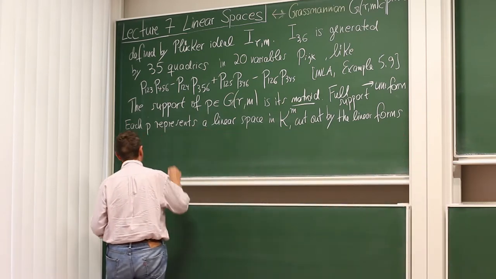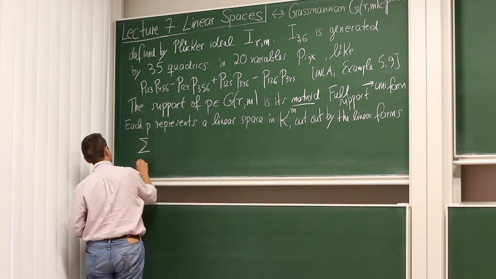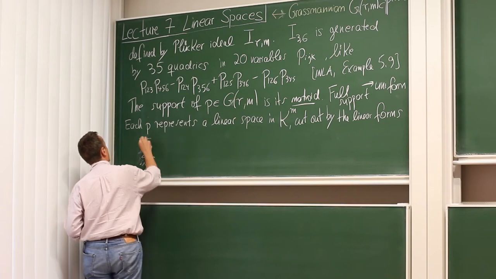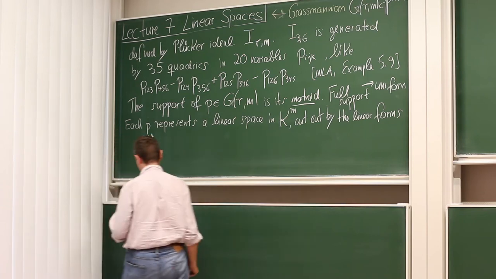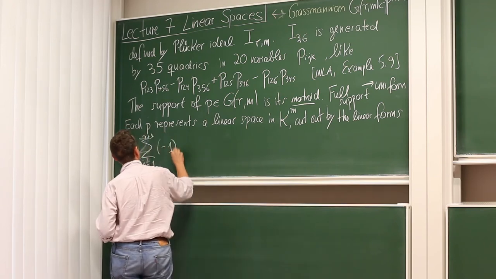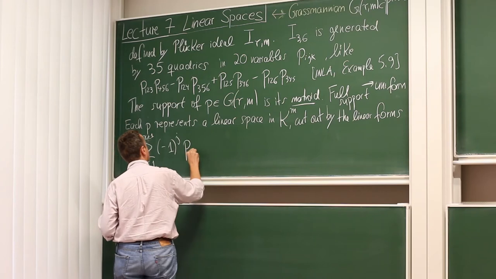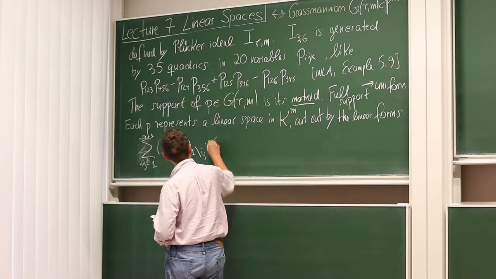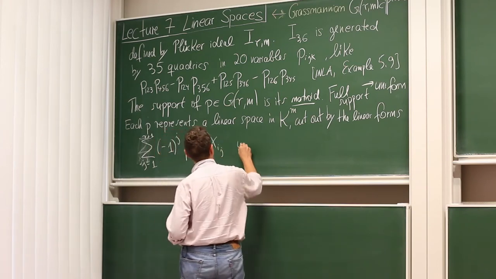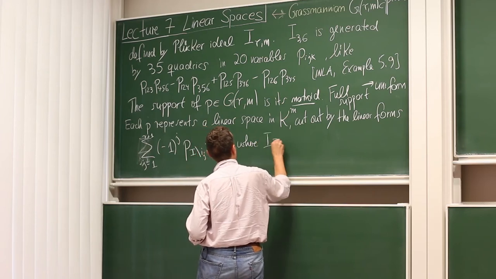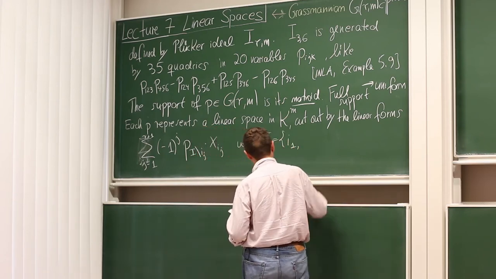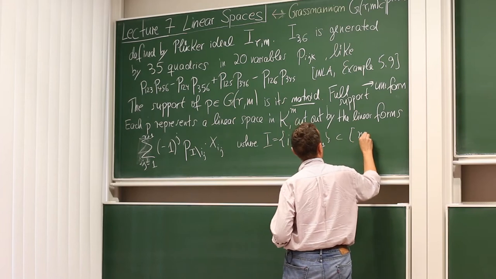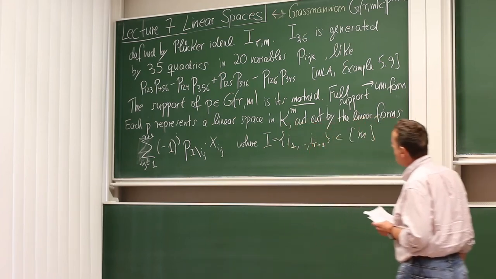So this is on page 180 in the book. So the linear equations are the sum, write this like this, sum J from 1 to R plus 1. It's an alternating sum, minus 1 to the J. Then you go P_{I minus i_J}, I'll explain that, times X_{i_J}, where capital I is an index set, i_1 up to i_{R+1}. So it's an index set in the first M positive integers of size R plus 1.